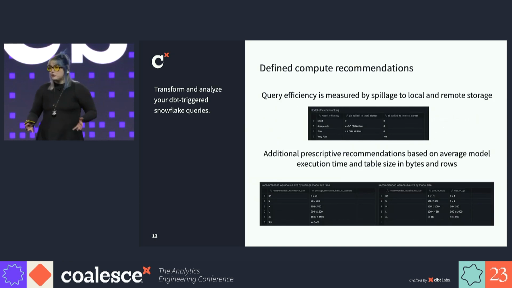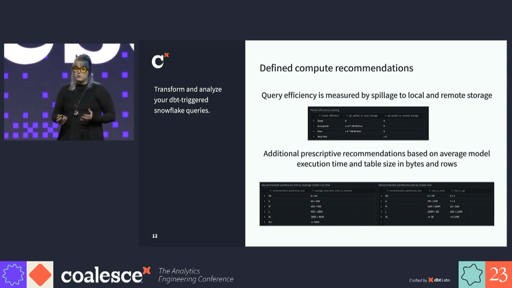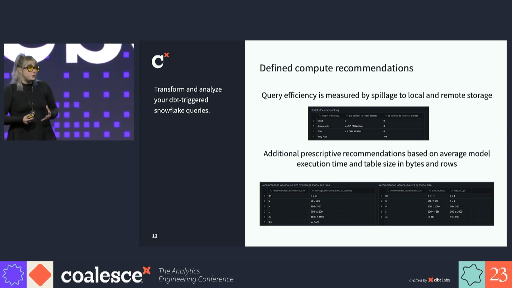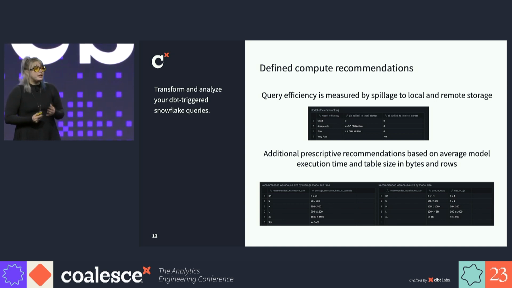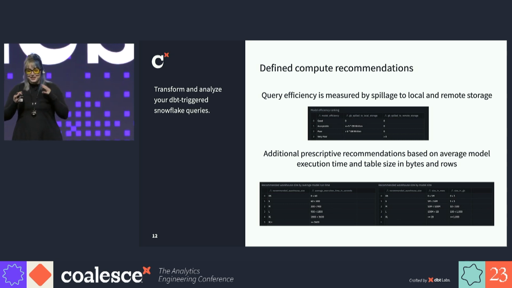OK, how do we know if it's in need of optimization? This is a rough idea of the two thresholds that we use to define compute recommendations in our project. Our most weighted field is spillage. If you have local spillage or remote spillage on a Snowflake query, it is a performance killer. It is a performance killer. I'll say it like 3 times.